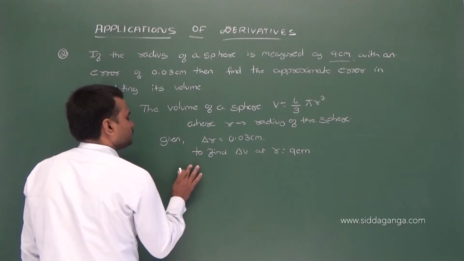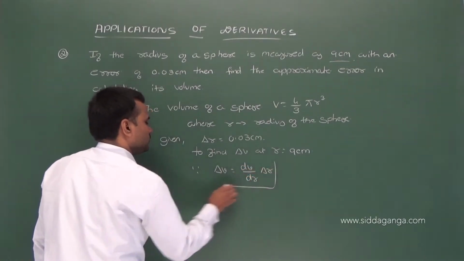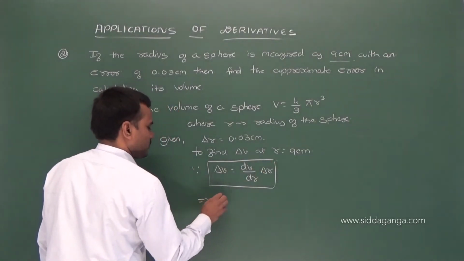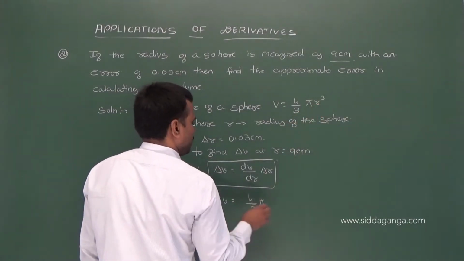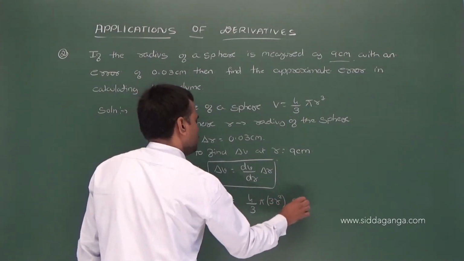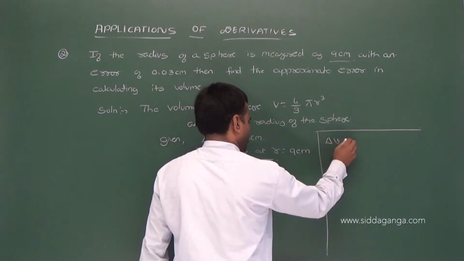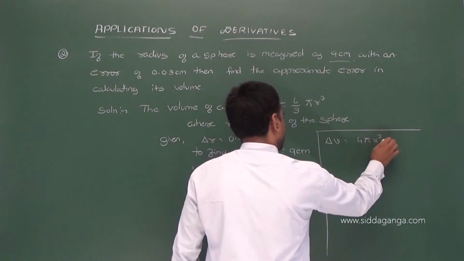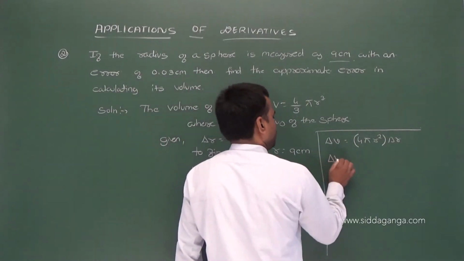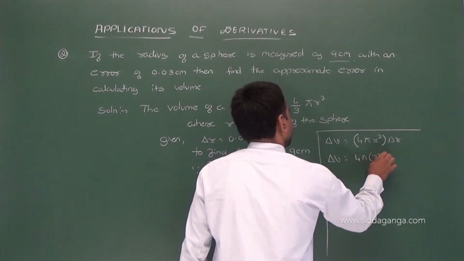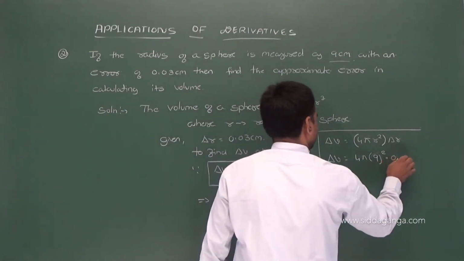So since delta V is equal to dV by dr into delta R, that implies delta V is equal to dV by dr. I differentiate this one: 4 by 3 pi, derivative of r cube with respect to r is 3r square, into delta R. So 3 gets cancelled. Delta V is equal to 4 pi r square into delta R. So delta V is equal to 4 pi, R is 9, 9 square, into delta R, which is 0.03. Correct?